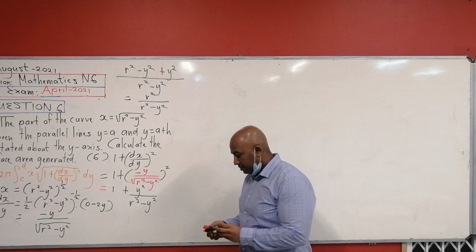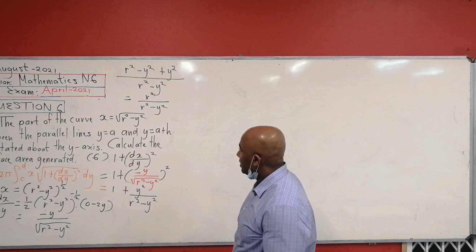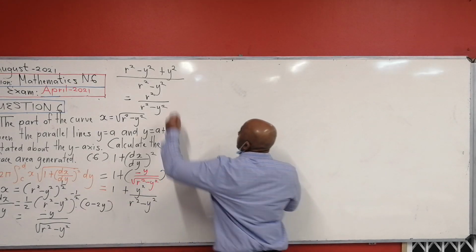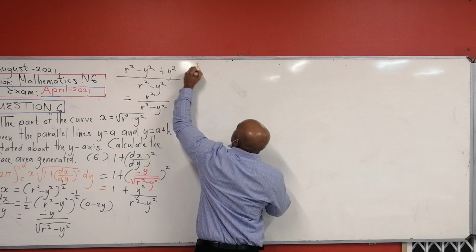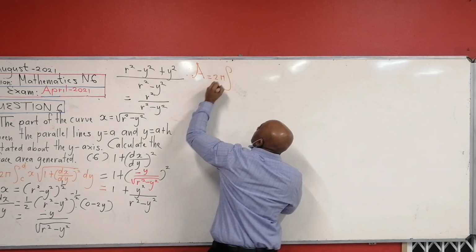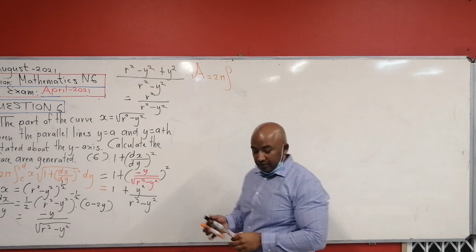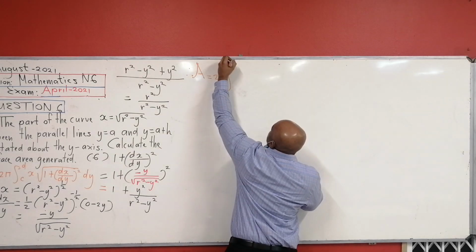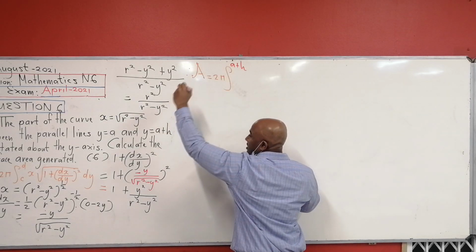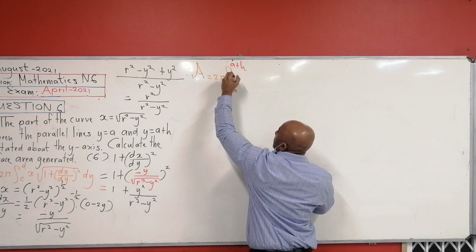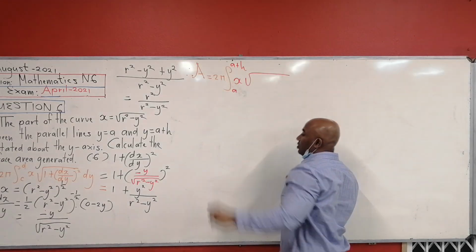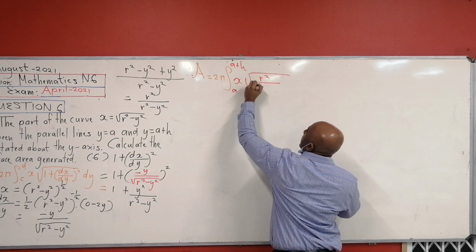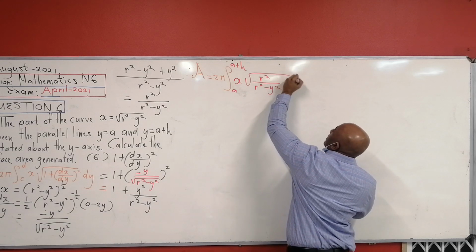Okay, now what else do we need to do? That is 1 plus that, so we're going to substitute into the formula. Therefore my surface area formula is going to be 2 pi. Now, what is my upper limit? A plus h. And the bottom one is a, and then I have x, and then I have the square root of r squared all divided by r squared minus y squared, and there's my dy.